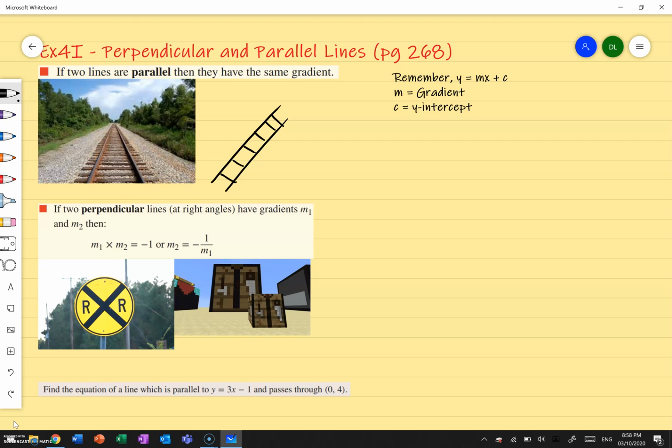Now, in this image, it's because of our depth of perception, but we know that the tracks will never touch, and that's the most important part. The tracks will never touch, okay? So that's what parallel means. But with perpendicular, it means that they come together at right angles, okay? So that means that they cross and make a perfect cross.